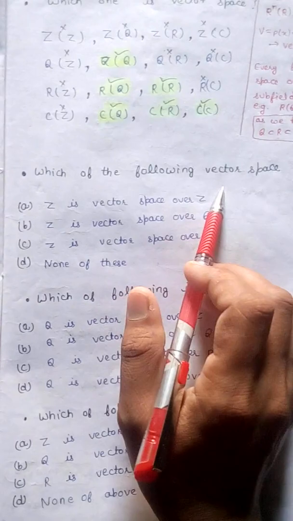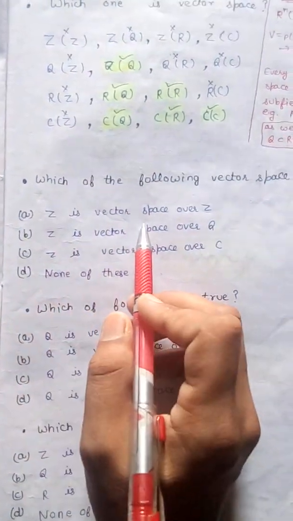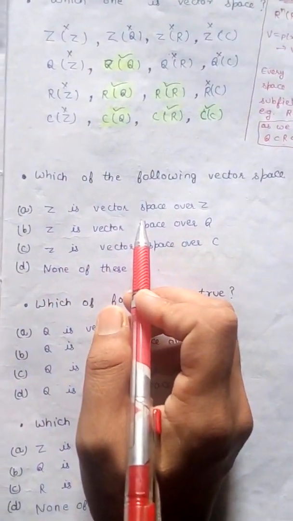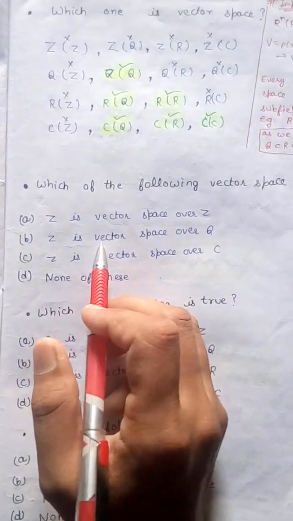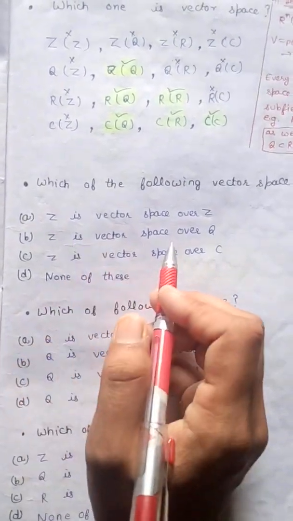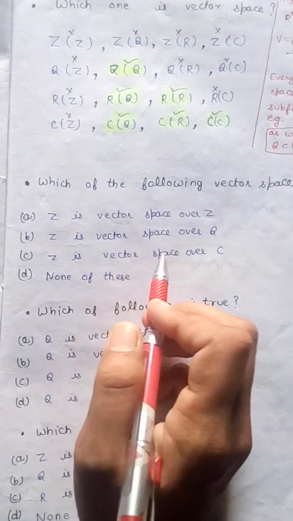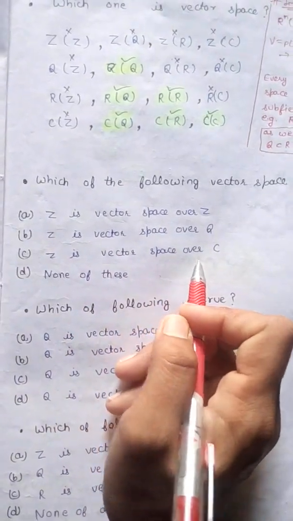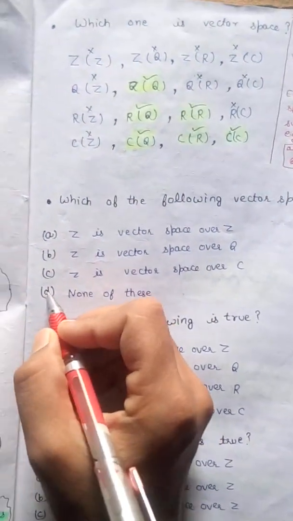Now, which of the following is a vector space? Z over Z is a vector space? It cannot be, as discussed above. Z over Q is not a vector space, and Z is a vector space over C? It cannot be, as discussed above. So the option is D.